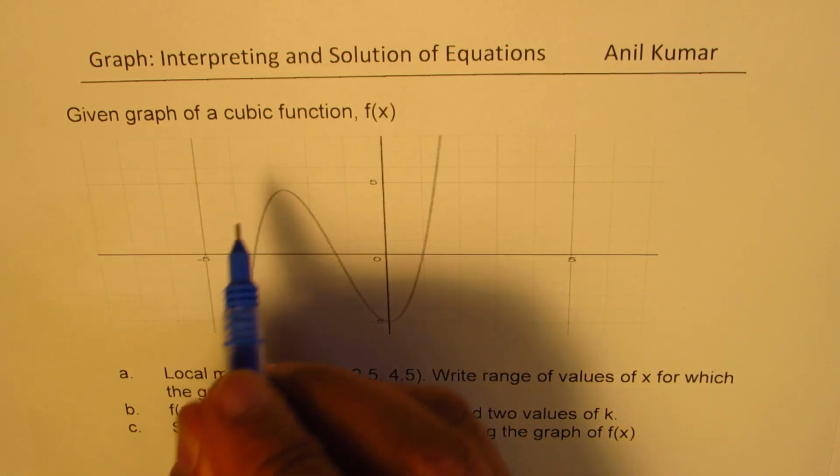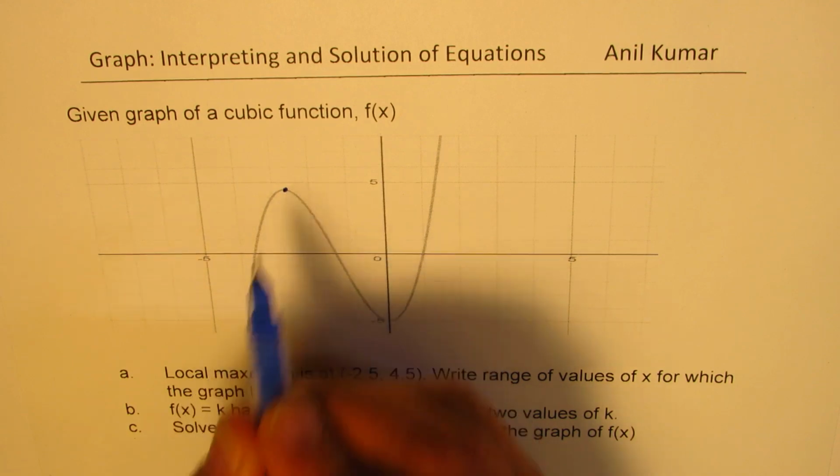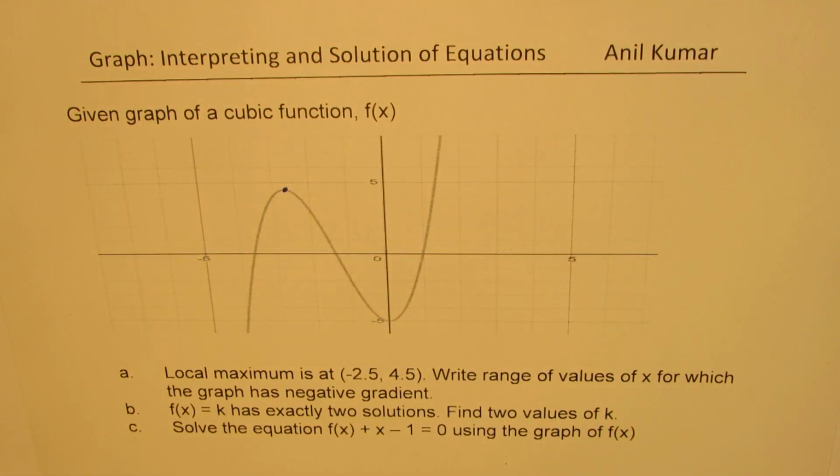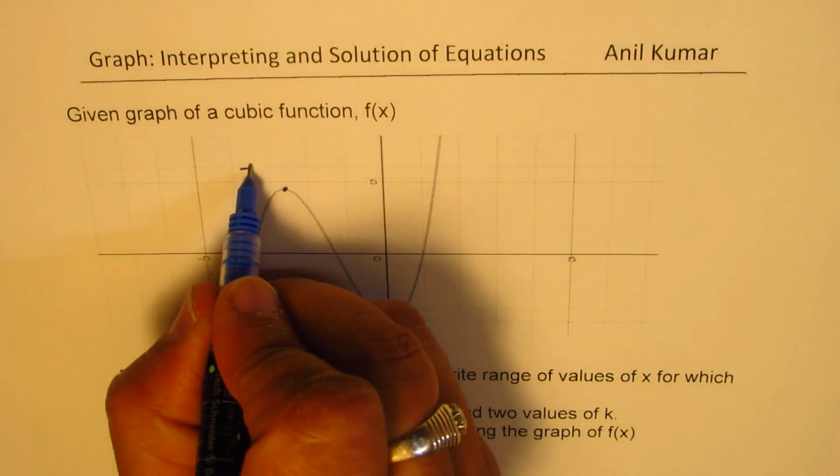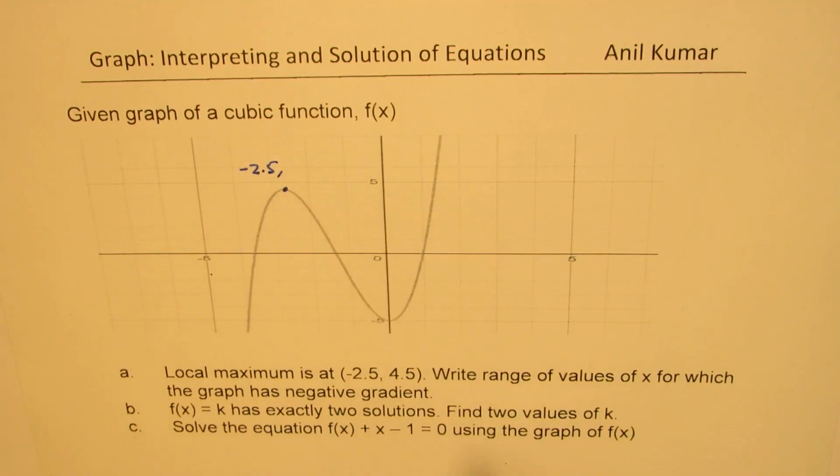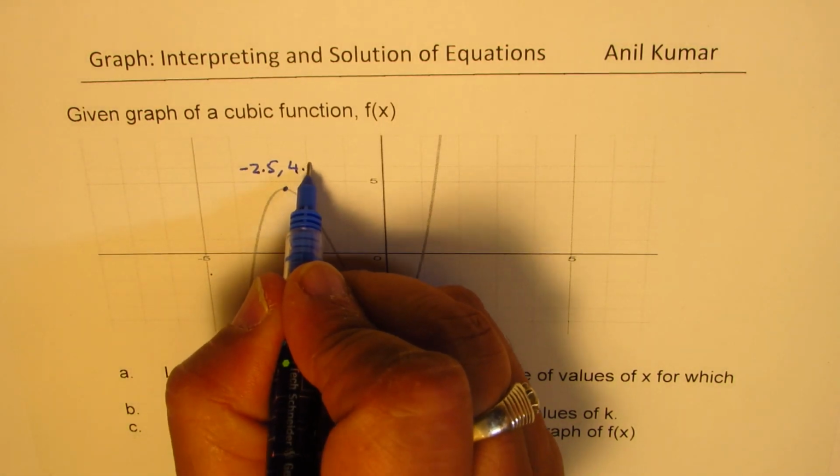Local maximum is given to us. That means this point, which is the turning point, concavity down, local maximum, is at (-2.5, 4.5).